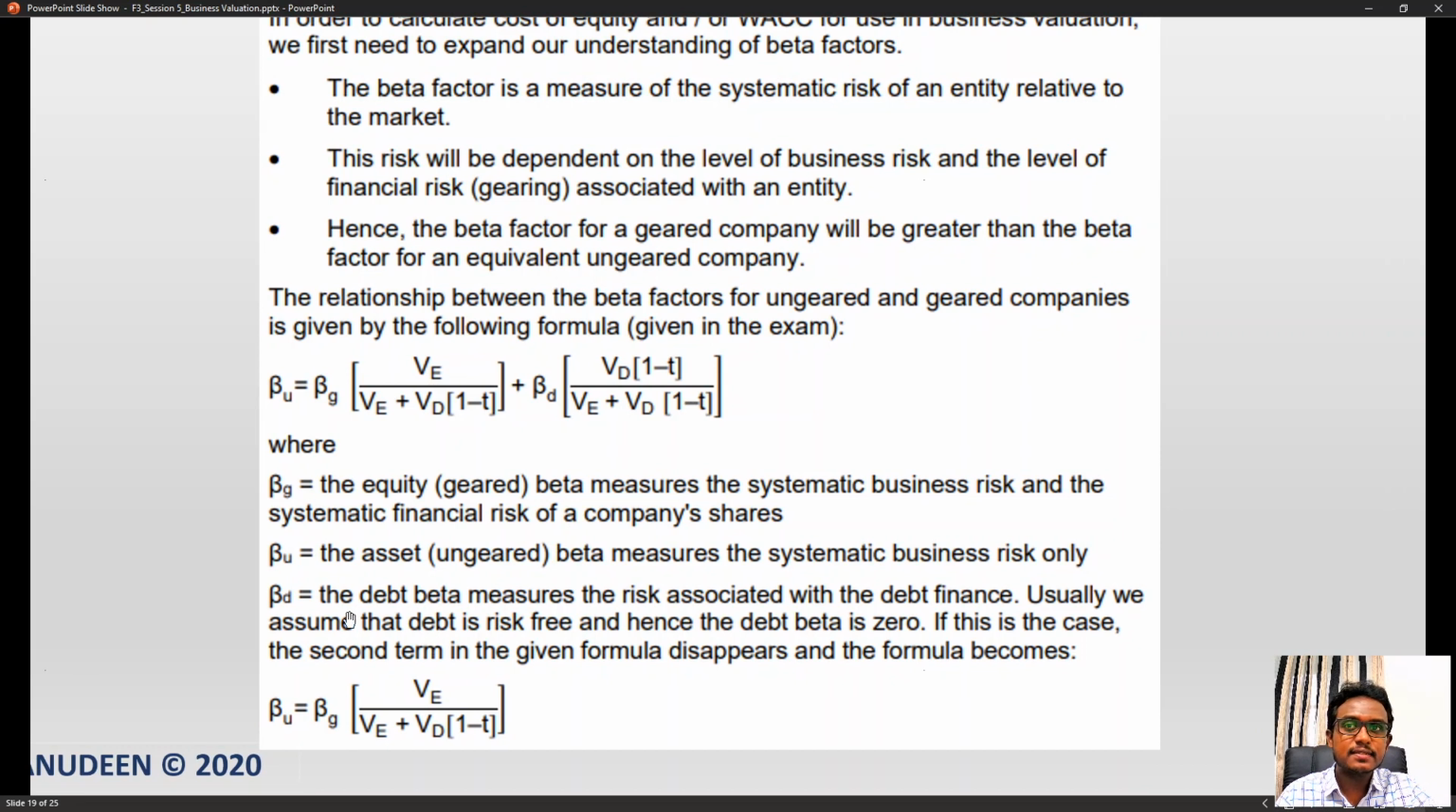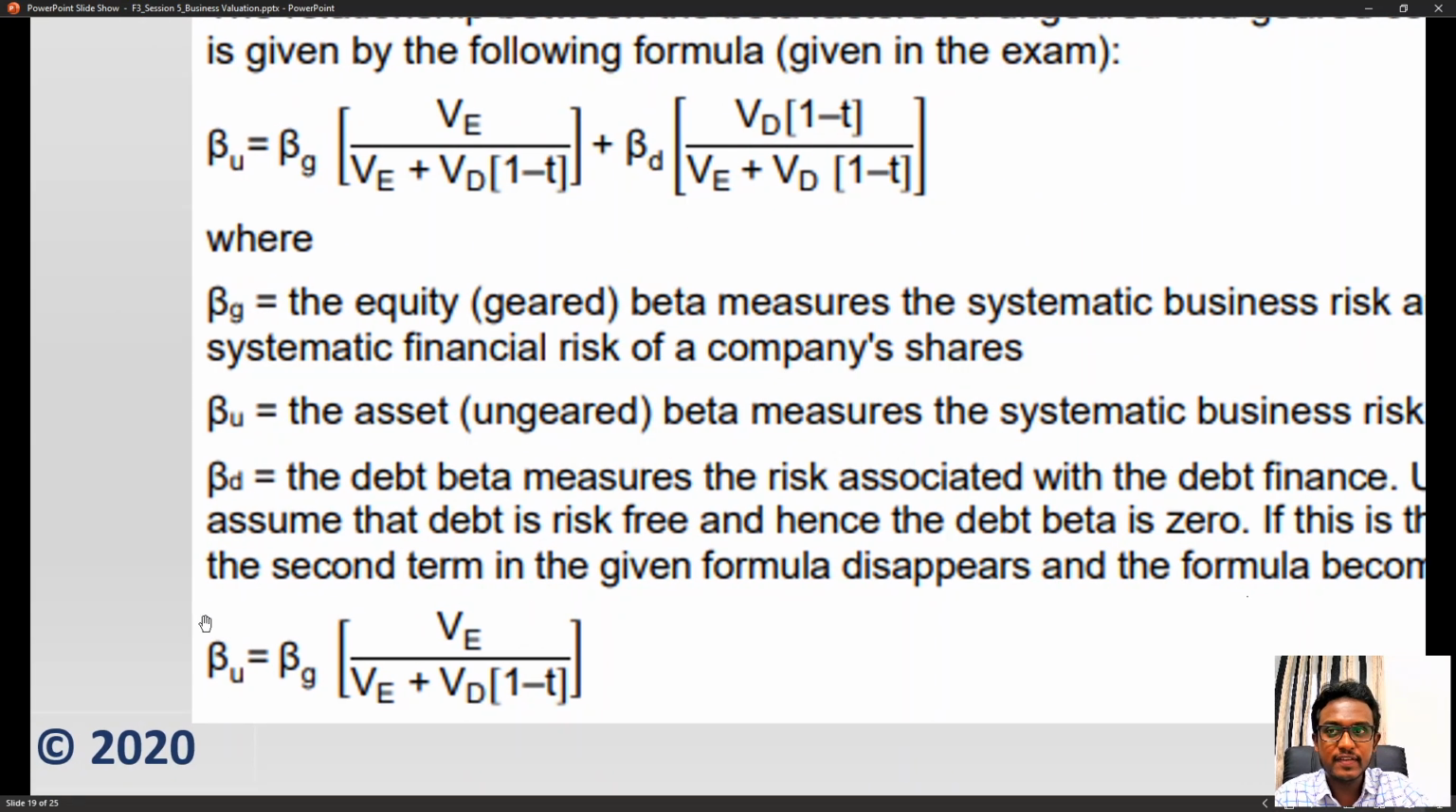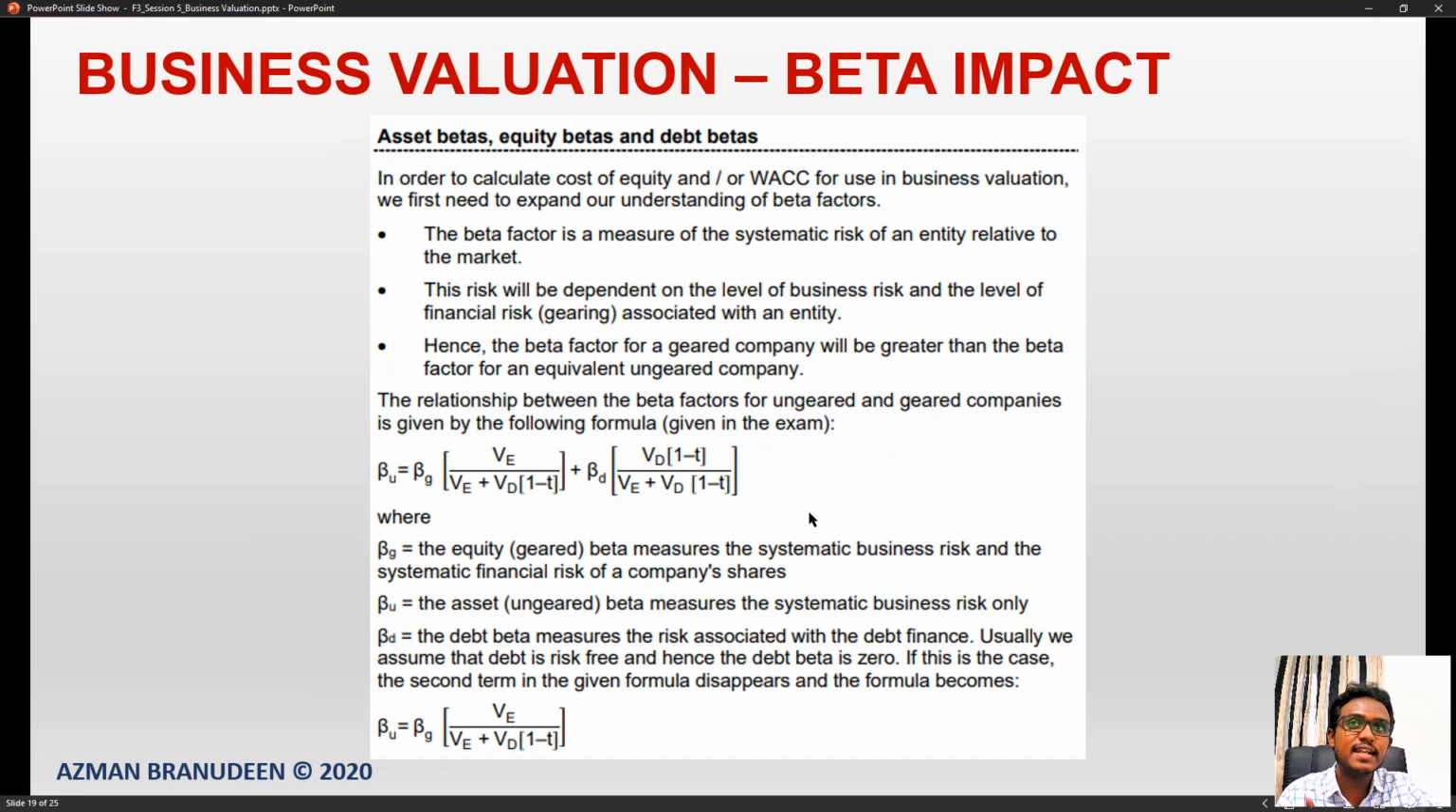What will happen is that the debt beta, given that the entire beta formula is a weightage of the geared beta or the equity beta and the debt beta, measures the risk associated with the debt finance. Usually we assume that the debt is risk free and hence the debt beta is 0. So if this becomes 0, we end up with this formula, right? And this formula gives us a direct correlation between the asset beta and the equity beta. So that is one additional aspect to the beta factor that I wanted to point out here.